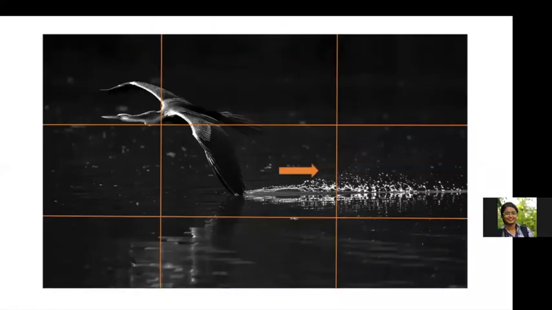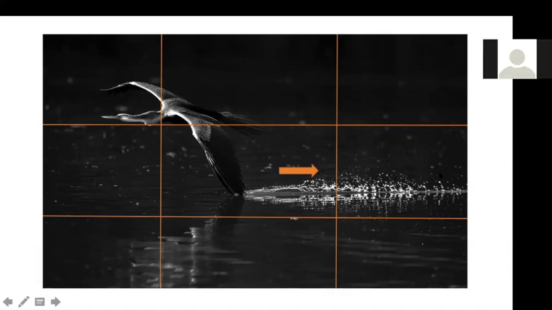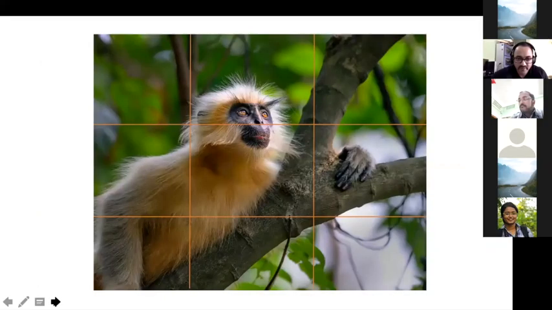Again, here also the bird is going away, but it is leaving a trail on the water, and this is what I tried to show, what the bird has left behind, and that's why there's more space towards behind the bird.